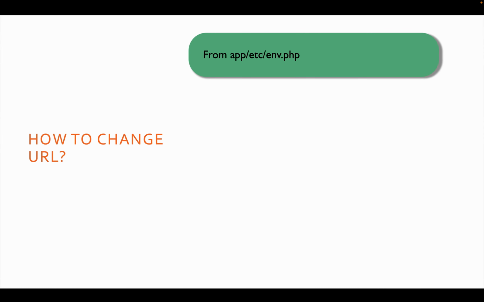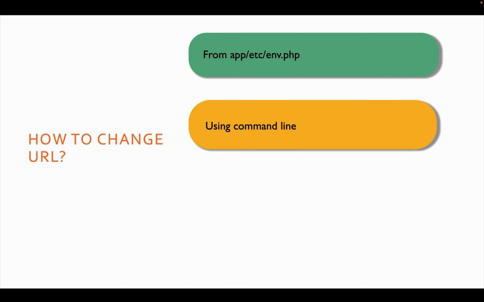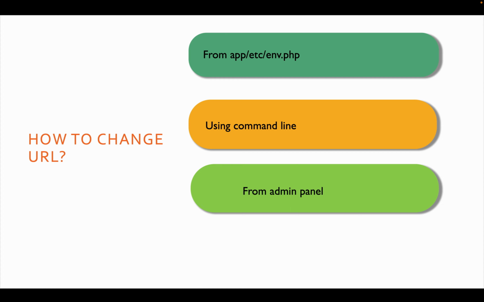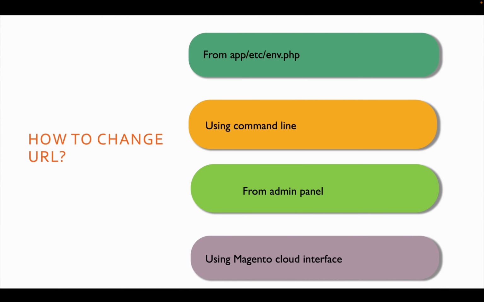So the first approach can be changing the admin panel URL path from app/etc/env.php file. This file will be present in your project in the mentioned path. Second approach can be changing the admin panel URL path using command line. You can use command line also to change the admin panel URL path. Third approach is you can change admin panel URL path from your admin panel screen also.